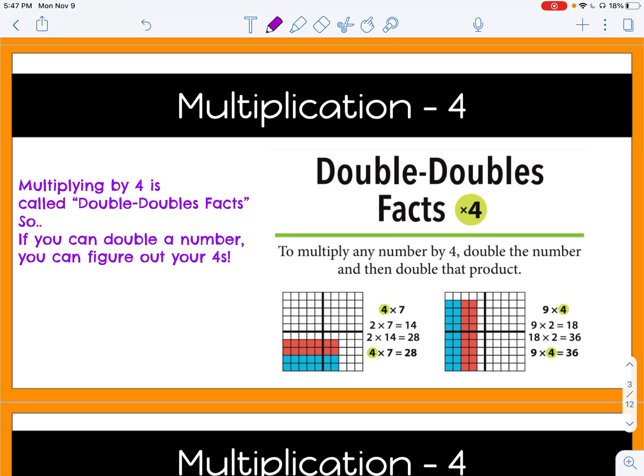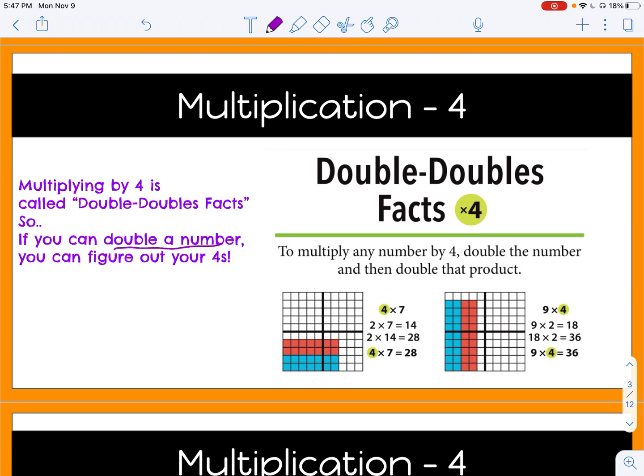So if you know your twos, you can figure out your fours. We call multiplying by fours the double doubles facts. We call that because you are doubling your twos. So if you can double a number, you can figure out your fours.